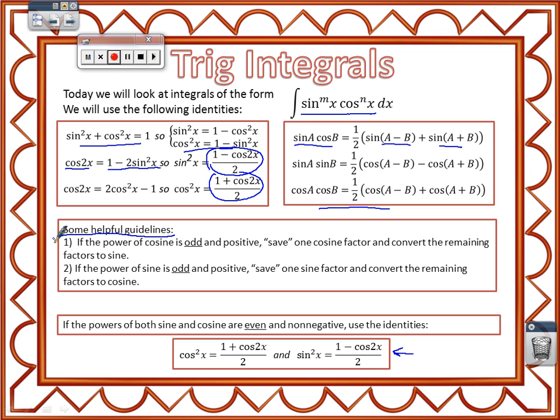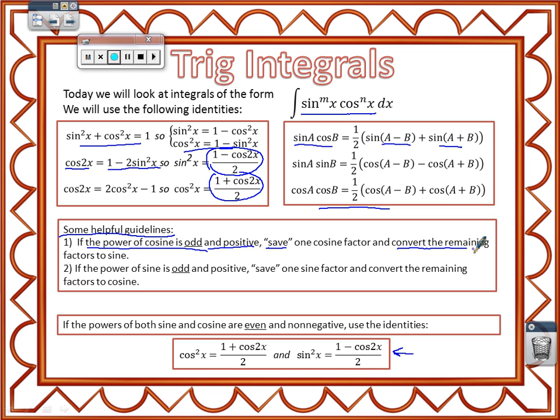So let's talk about what the guidelines are. If the power of cosine is odd and positive, and for our purposes, we're going to be just dealing with positive exponents for sine and cosine. Yes, it's possible to do negative exponents. We're just not going to deal with that in this lesson. So we're going to look at cosine being odd and positive. What we do is we reserve or save one of the cosines out and convert the remaining factors to sine. Now that might sound crazy to you right now, but I'll show you in just a moment. We save a cosine out and convert the rest to sine, like using Pythag.